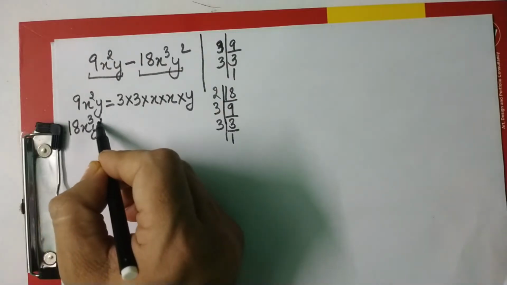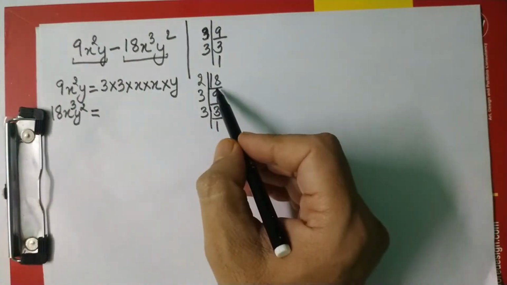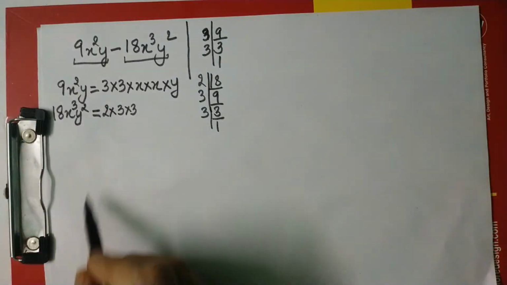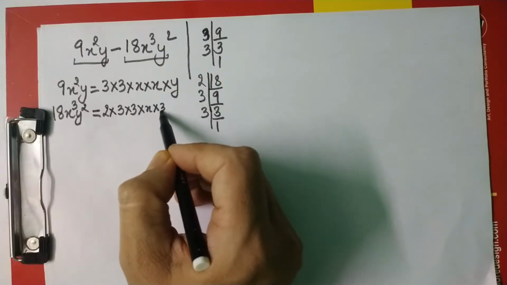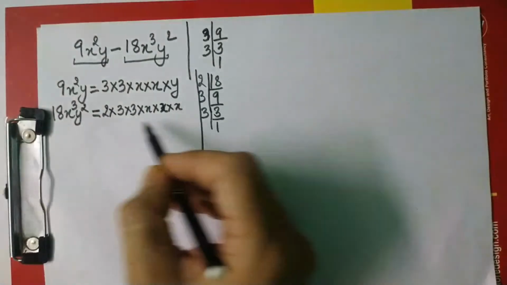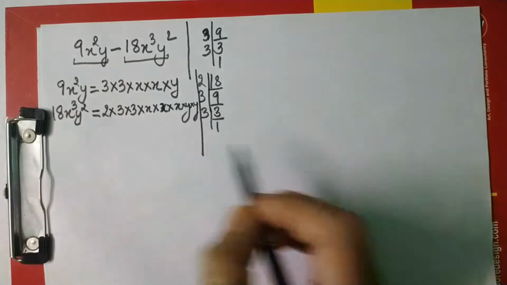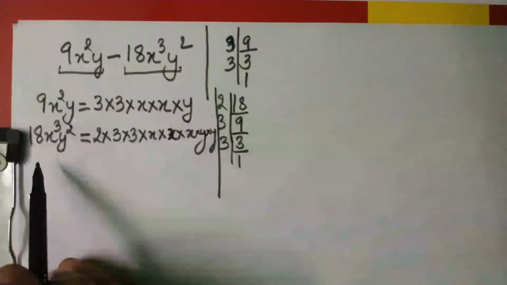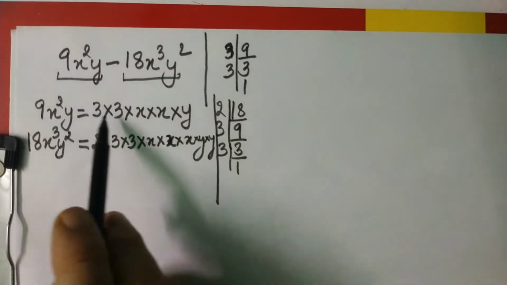In the same way, we will write 18x cube y square. The factors of 18 are 2 into 3 into 3. Now x cube means x multiplied 3 times, and this is multiplied by y into y. So I have factorized both terms, 9x square y and 18x cube y square, into their factors.